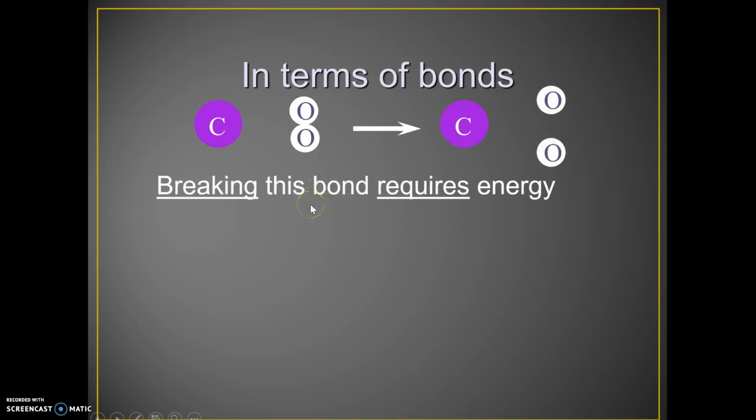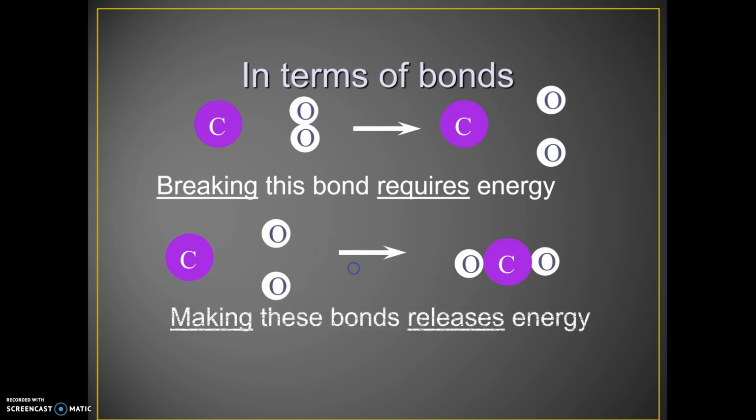Think of activation energy. So now you've got these broken atoms. Now you can put them all together and make your carbon dioxide. That is going to release energy. So when you make bonds, you're always going to be releasing energy.